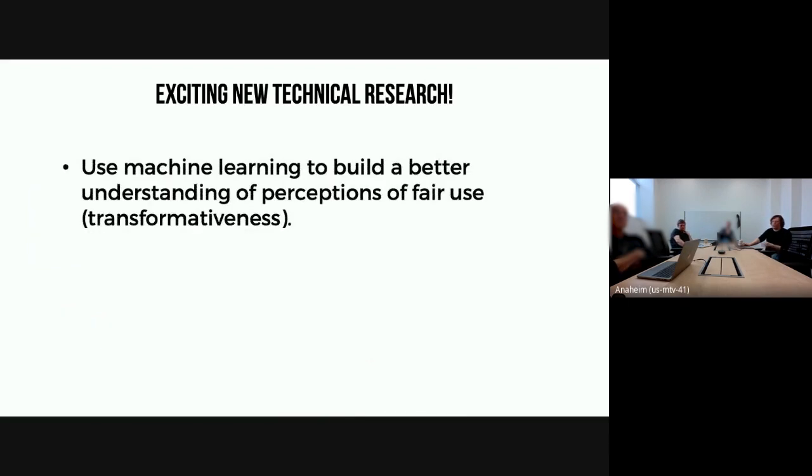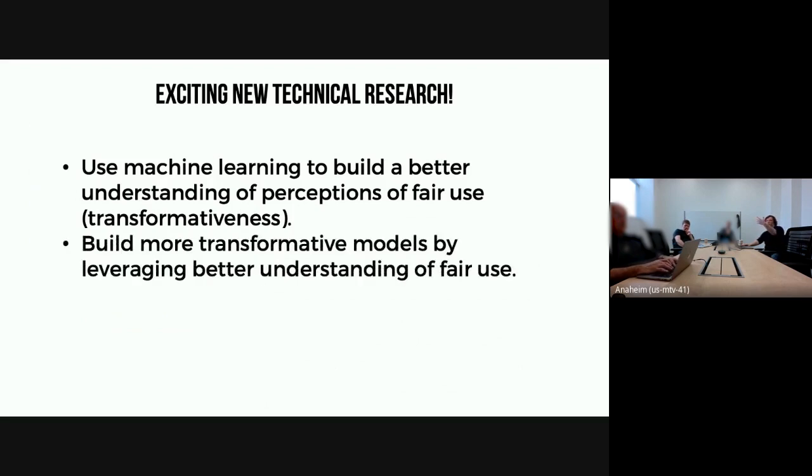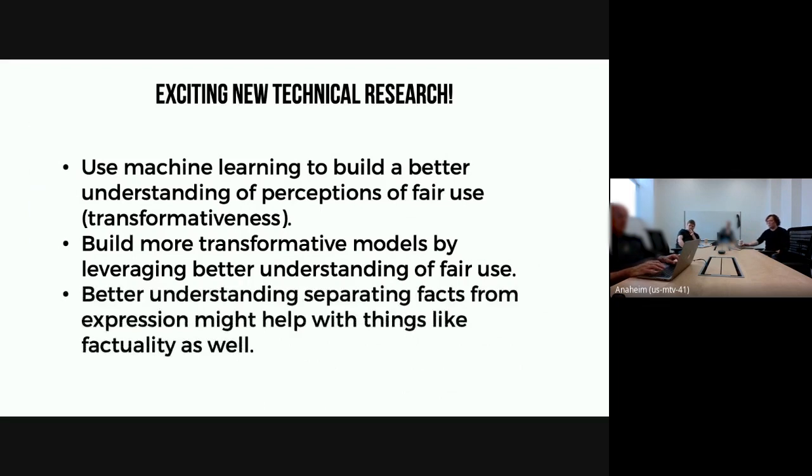And so I think there's actually a lot of really exciting research here, at both a fundamental technical level and an interdisciplinary level. We can use machine learning to build a better understanding of the perceptions of fair use, right? We can build better models of that, just to help us understand what the law is and how people think about this. And then that will help guide some of these mitigation strategies. We can build more transformative models, which is really exciting, building more creative models by making sure we extend to that transformative space of things.